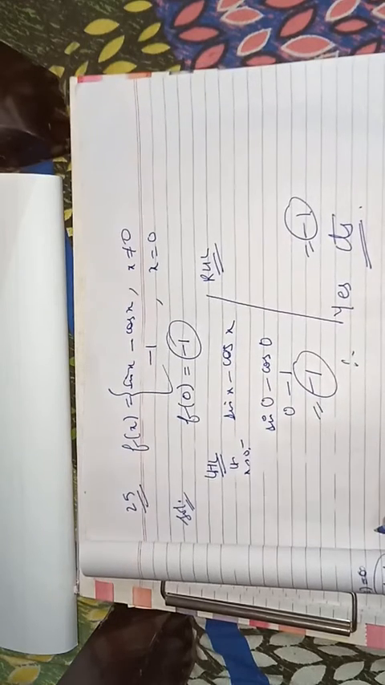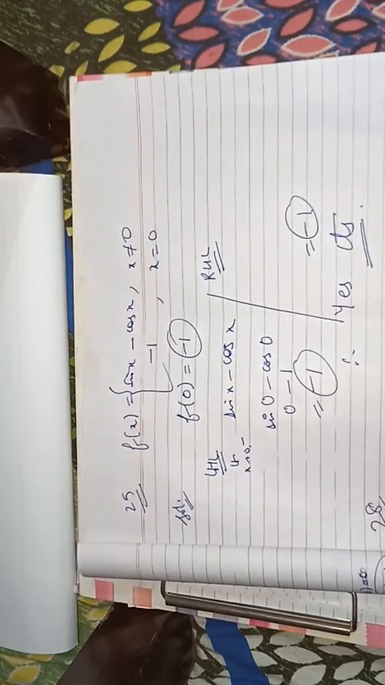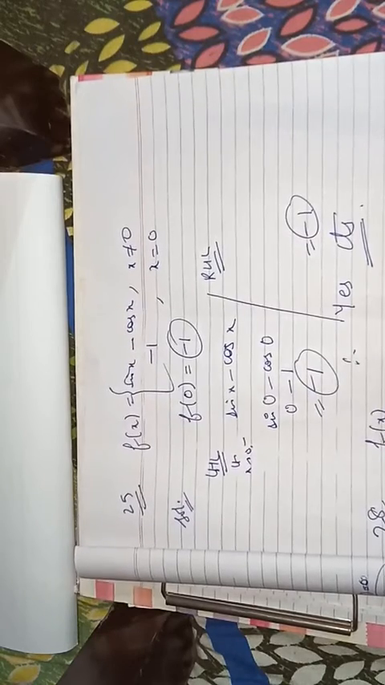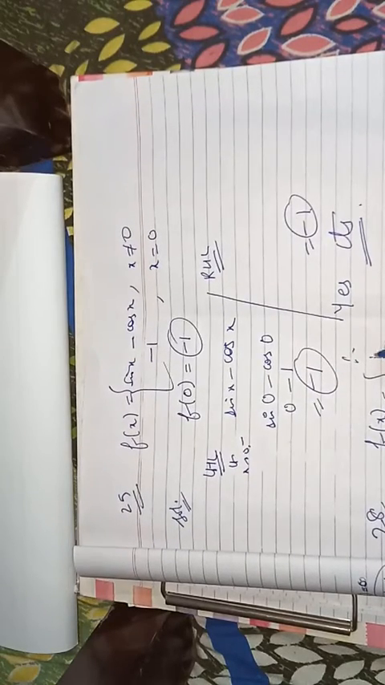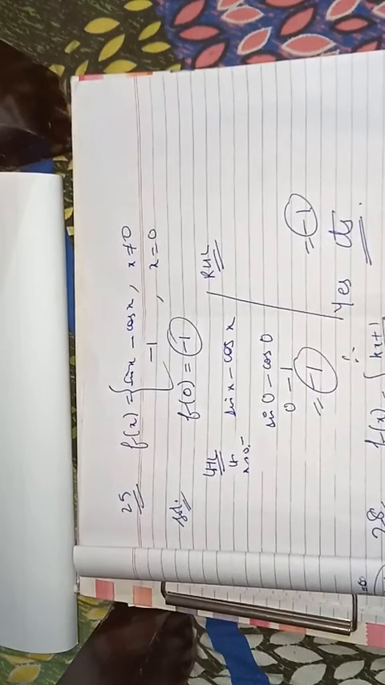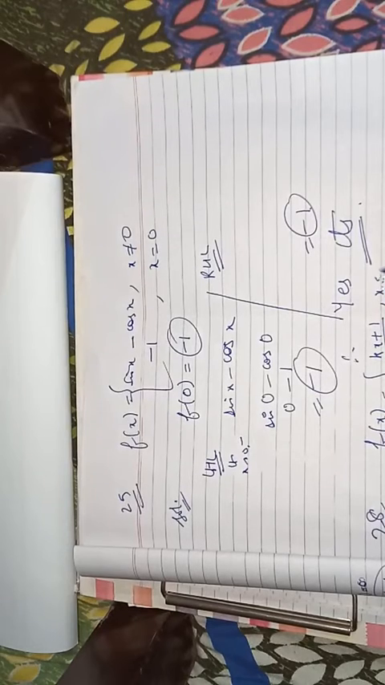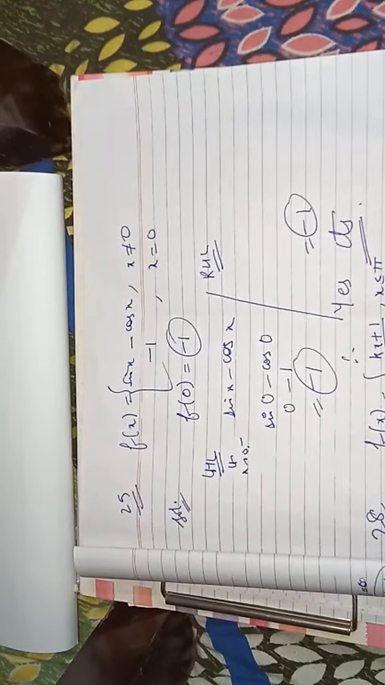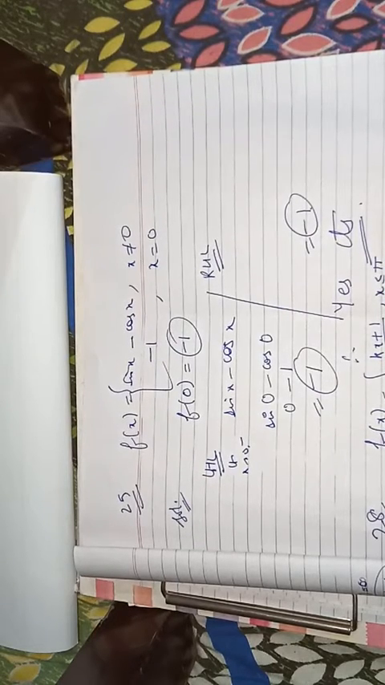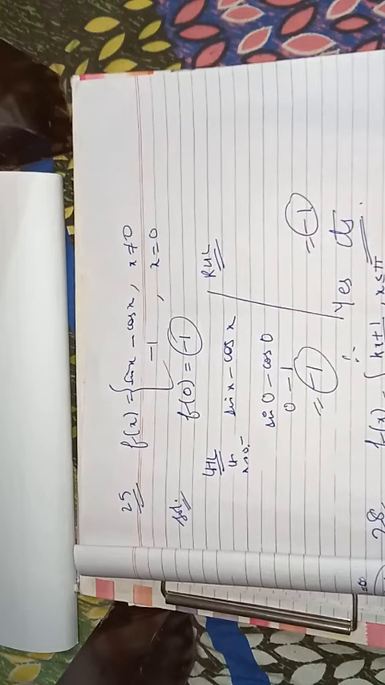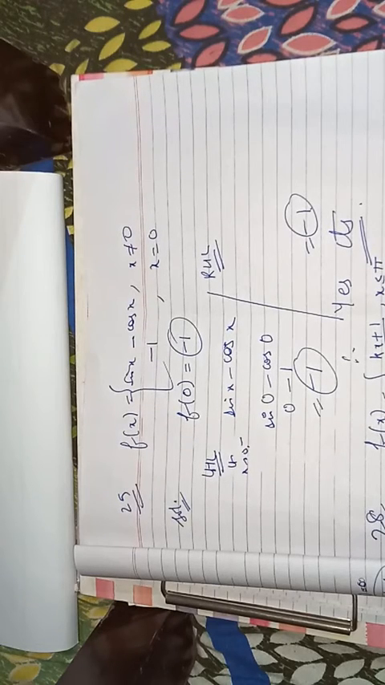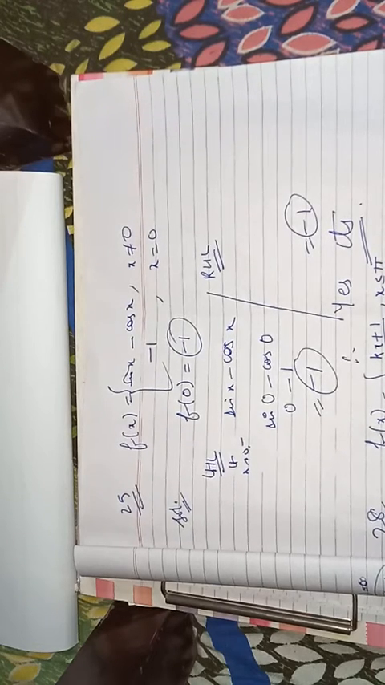Let us move to question number 28, the last question from my side. I will try more questions only if you ask me doubts about them. Otherwise, it's your homework to do all the questions. Now we need to check the continuity at x equal to pi here.